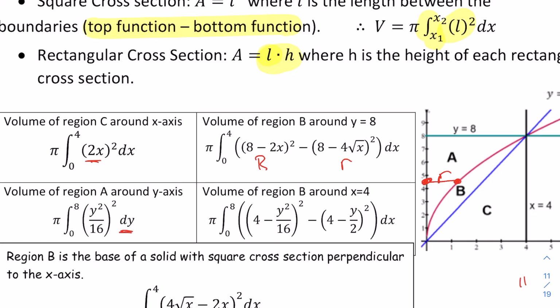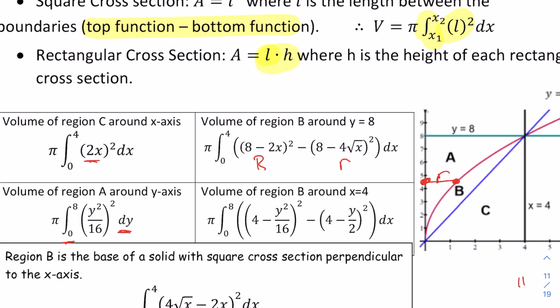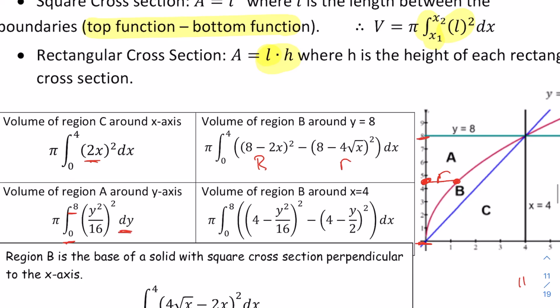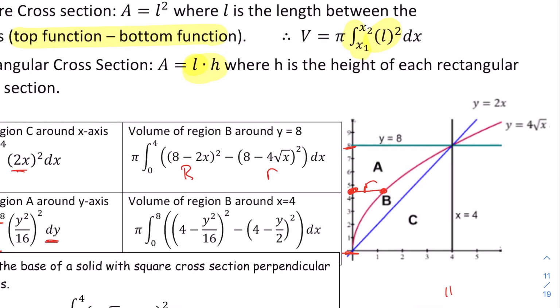We need to find that length, and everything in a dy integral is going to inform everything we do. The bounds are going to have to be from y equals to y equals, which is why I'm going from y equals 0 to y equals 8. I need to change my radius in terms of y, so I have to rearrange this function over here and solve. So I have y over 4 equals square root of x.